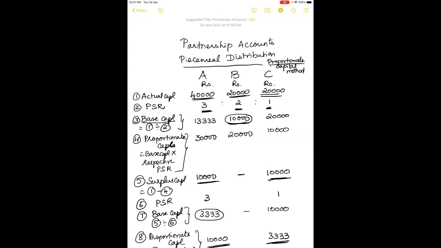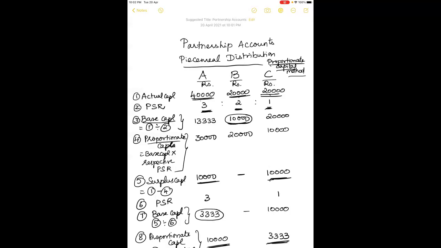So in this problem, I have taken up the proportionate capital method of settling the partners' capital. A, B and C are three partners with actual capital of 40,000, 20,000 and 20,000. Their profit sharing ratio is 3:2:1. The assumption in this method is, based on that profit sharing ratio, if any partner is having surplus capital, then that partner's surplus capital will have to be settled first, and only then can the amount be paid to the partners in their profit sharing ratio.